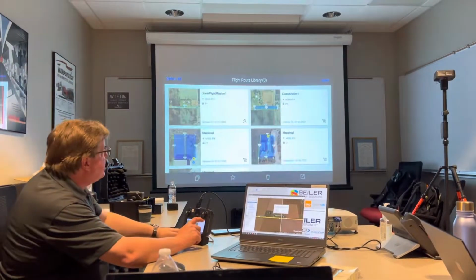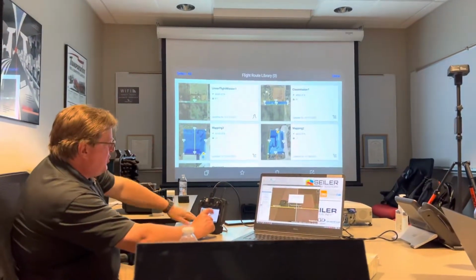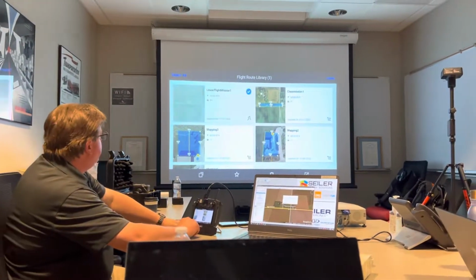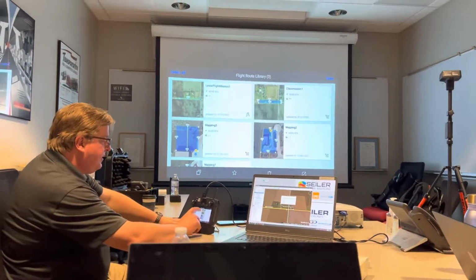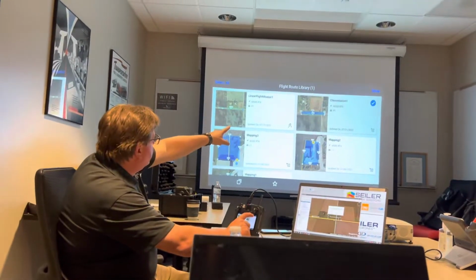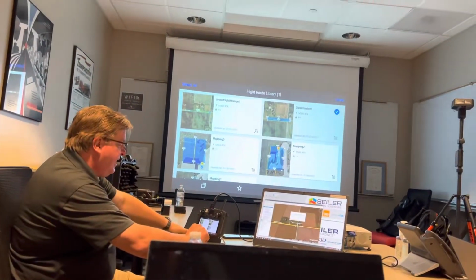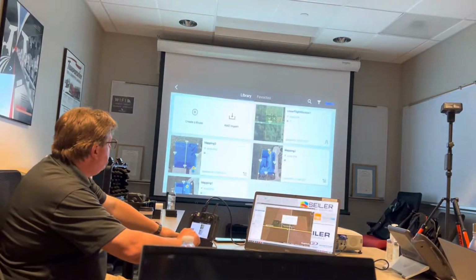Select. So I'm going to hit the select button in the upper right, and I'm going to choose Linear Flight Mission 1. Actually, let me get rid of this one. I'm going to select this Area 1, and I'm going to hit the delete key at the bottom, and that will delete that other mission.